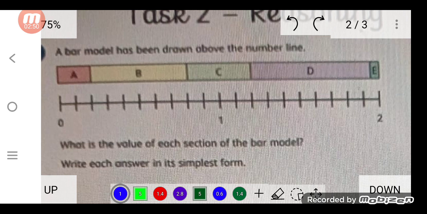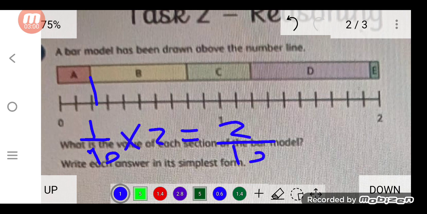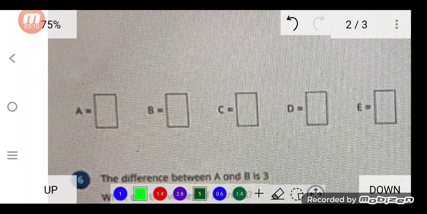And you notice that section A has taken 2 divisions. So 1 over 10 times 2, you get 2 over 10, and this is 1 over 5. So section A is 1 over 5. We write it here, 1 over 5.